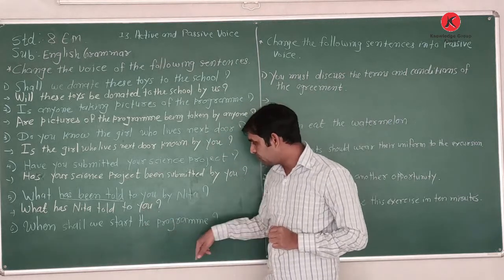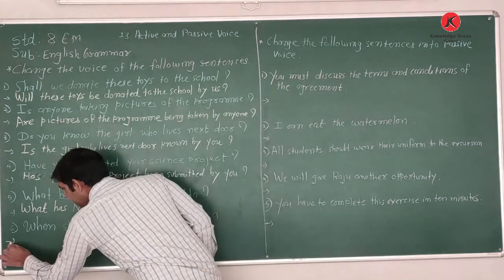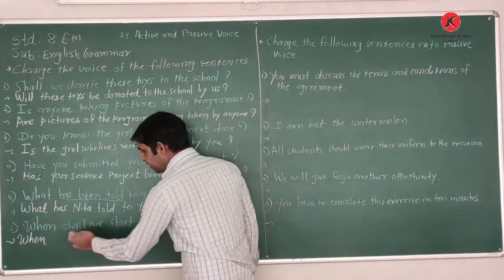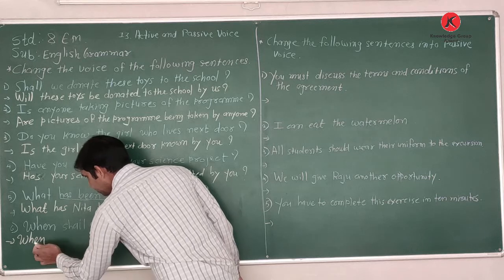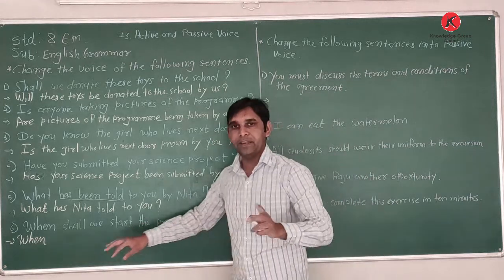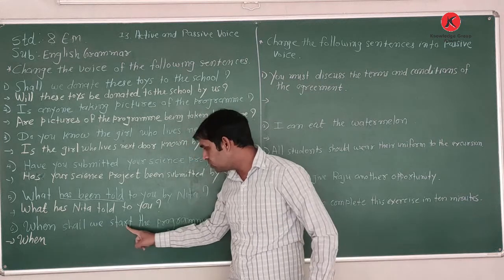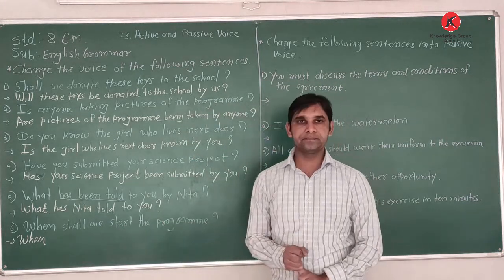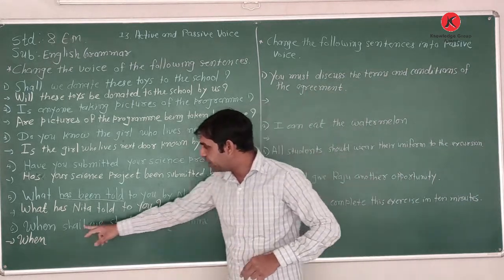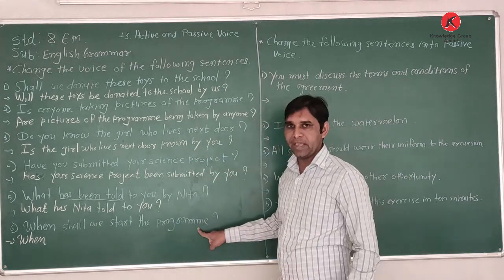Now see, when shall we start the program? So we write WH, when, remaining the same. Then we write shall here. So when shall we start the program? So what do we do? We identify the object. So when, after that shall, then we use the pronoun, then the verb, then the object. The object is given, the program. Here shall is used. Why? Because after that we use it here, that is why. So the program is the object.